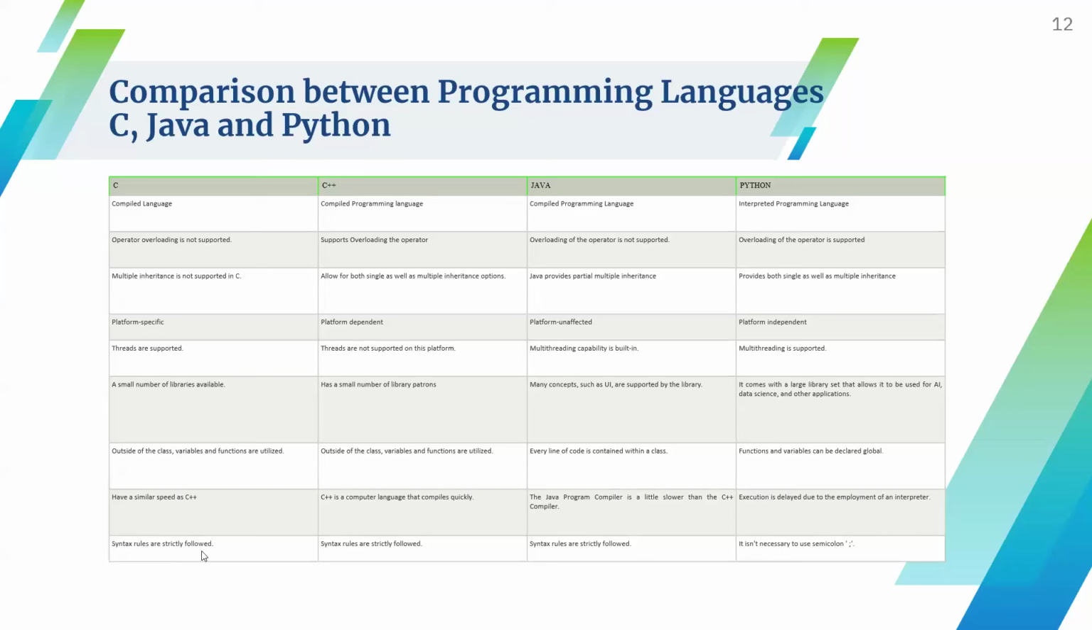Syntax rules are strictly followed in C language. In C++ the syntax is also followed strictly, and in Java the rules are strictly followed. But in Python it is not strictly followed, meaning that you don't need a semicolon. In other languages, each and every line should end with a semicolon. The only thing is that indentation is very much required in Python, which helps us understand the code.